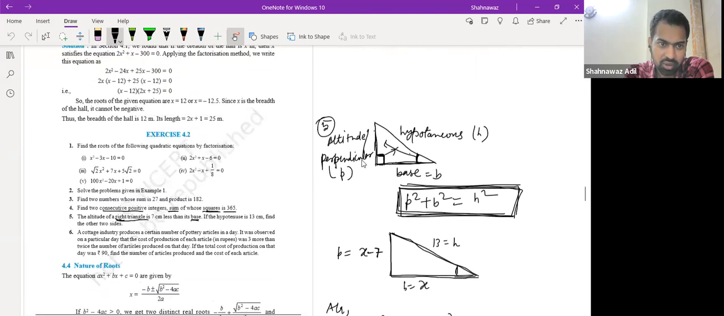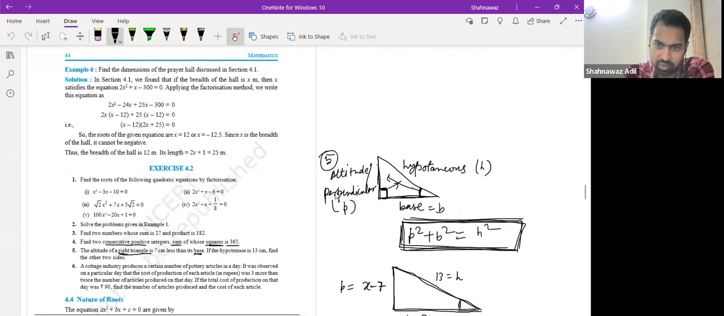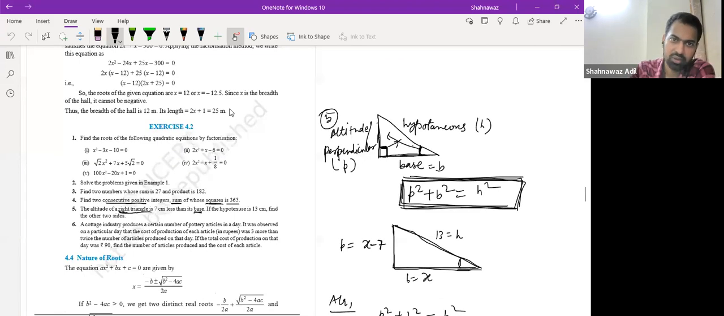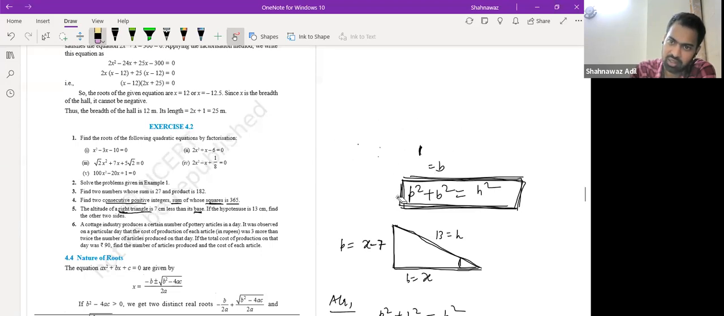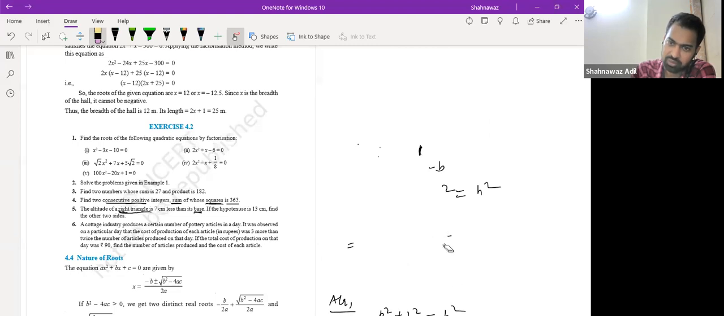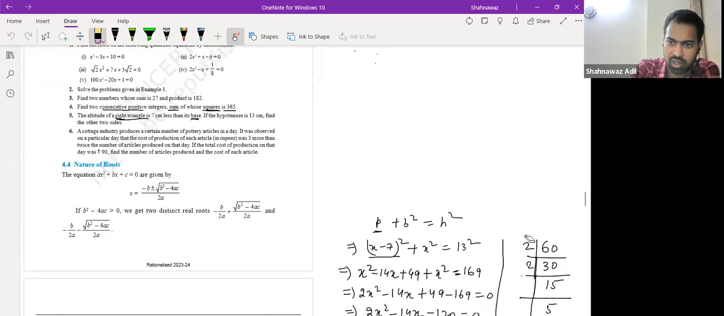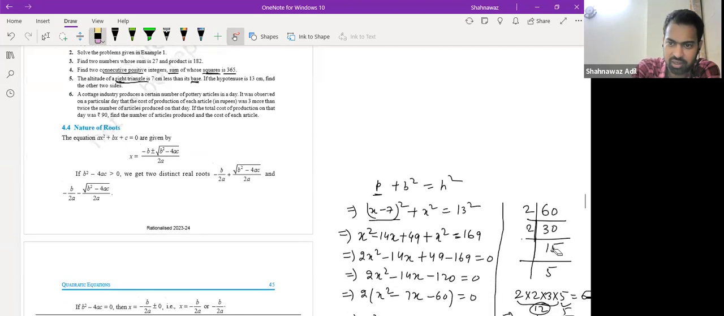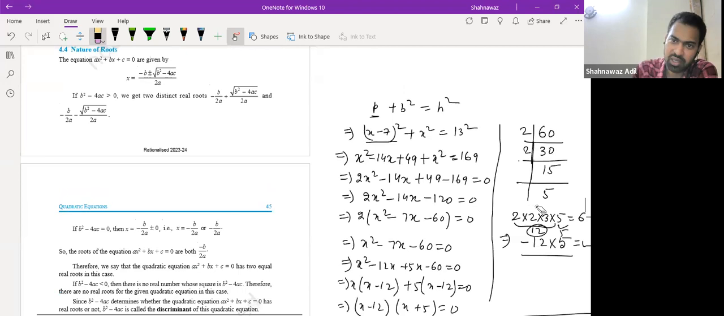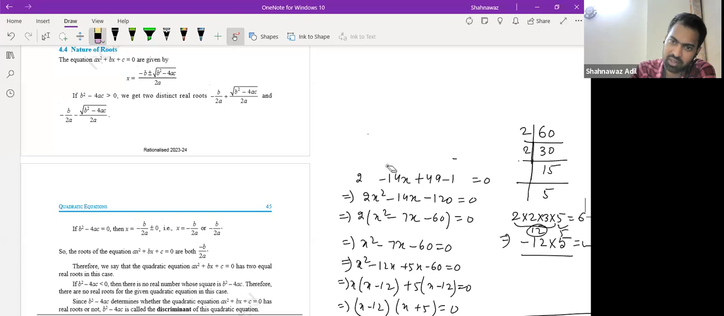Solve the problems given in example one. First we should solve a few of the questions from here, and then we can solve the word problems. In the factorization method, we only need to be careful about the combination. We only follow two rules and we have to find the combination so that we get A into C and we get B.